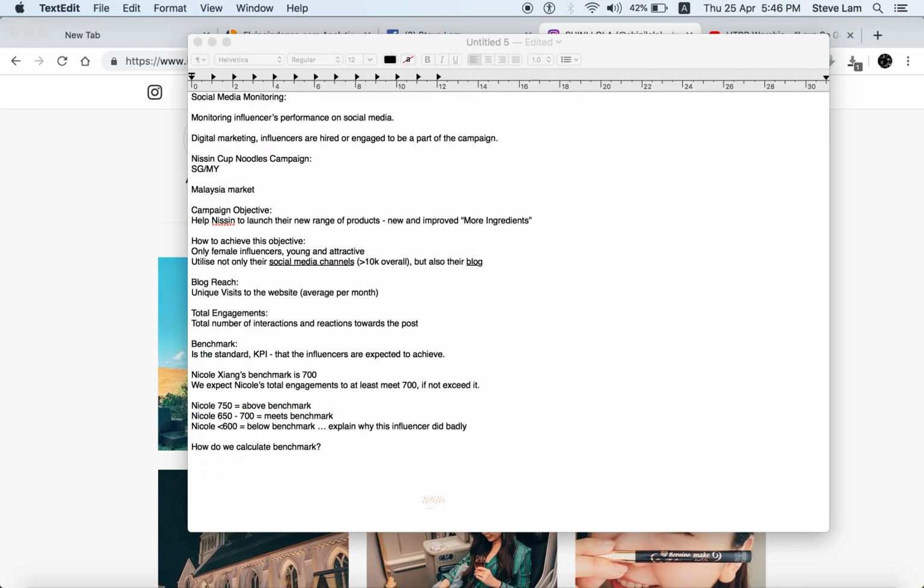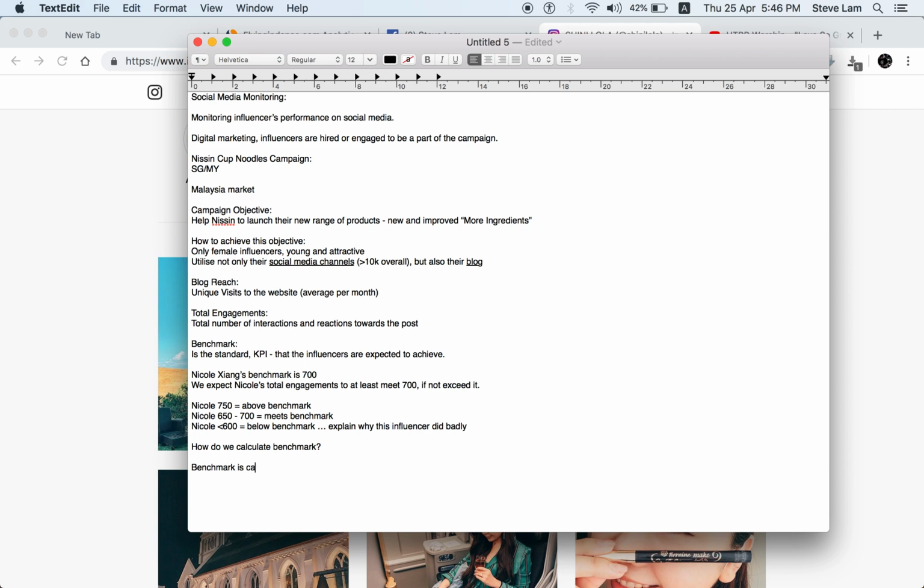Now, very simple. Benchmark is calculated by the average of total engagements over 10 posts. It's usually 8 to 10 posts, but I think we might just put it as 10 posts. From there we minus off 10% of the total number.